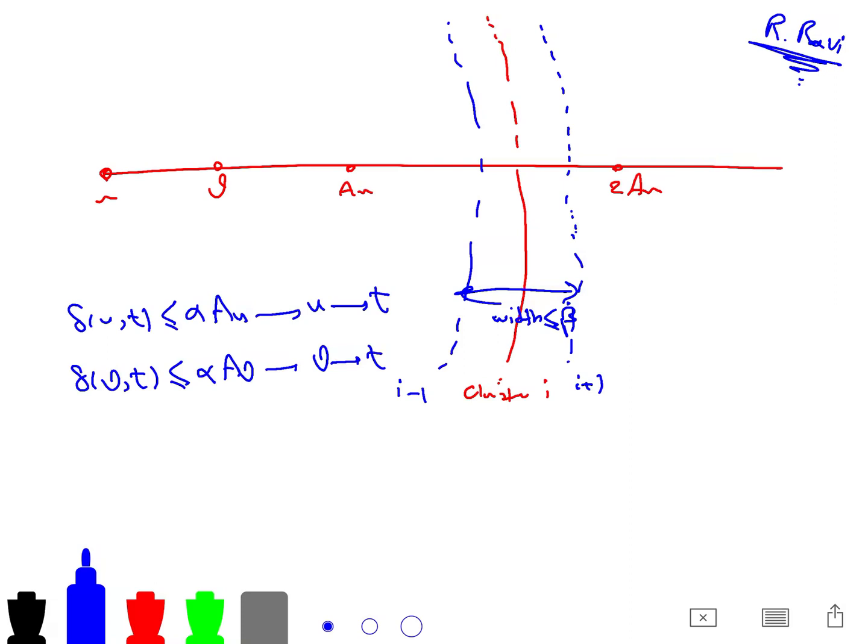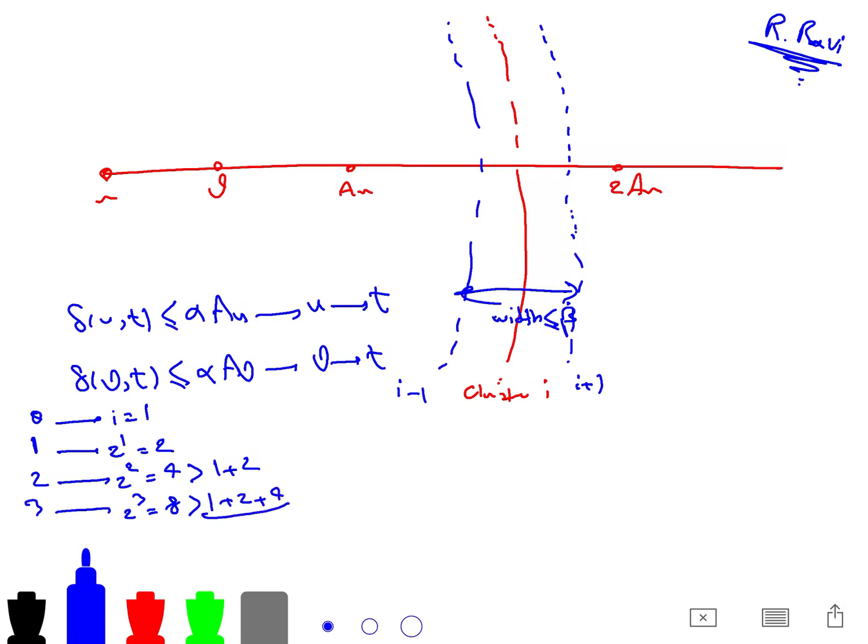So the tightest case is we pack all terminals between AU and AV. Let's say, what happens in cluster 0? In cluster 0, you have I equal to 1. In cluster 1, you have 2 to the 1, so it is 2. In cluster 2, you have 2 to the 2, which is 4, which is greater than 1 plus 2. In cluster 3, you have 2 to the 3, which is 8, which is greater than 1 plus 2 plus 4, which is 7. In cluster 4, you have 2 to the 4, which is 16, which is greater than 1 plus 2 plus 4 plus 8, which is 15.